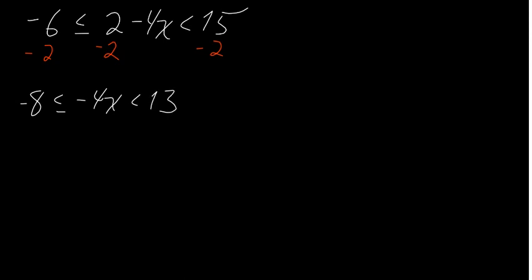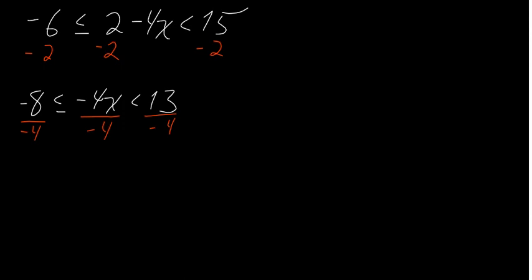Okay, and then the last thing we need to do here is get rid of the 4 in front of the x. So we're going to divide everything by negative 4. The same rule applies here: if we're dividing by a negative number, we flip the signs. So it's negative 4 divided by negative 4, and so on across all three parts.